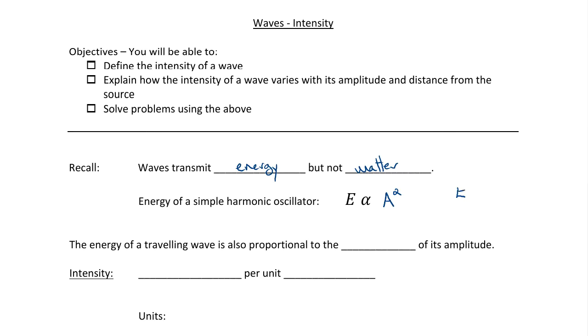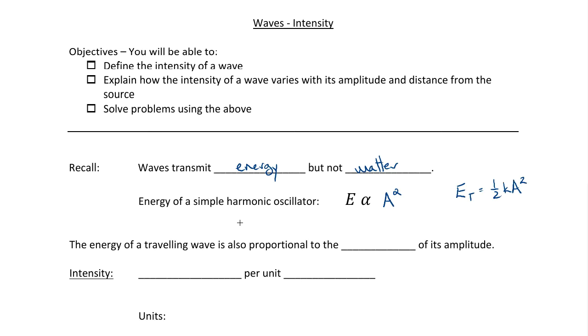For example, if we're talking about a mass on a spring, its total energy is equal to half times the spring constant times the amplitude squared. And the maximum kinetic energy is equal to that total energy because there is a point at the equilibrium position where the potential energy is zero. So all the energy is just kinetic.